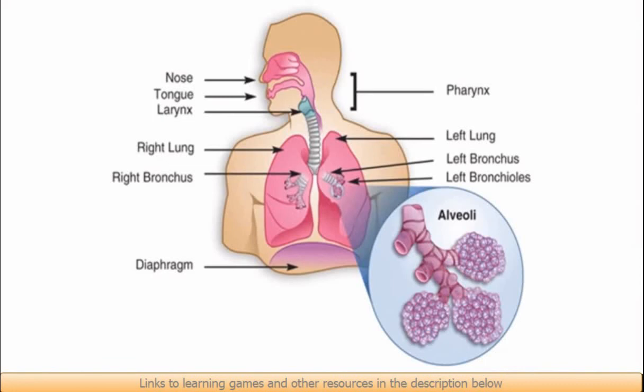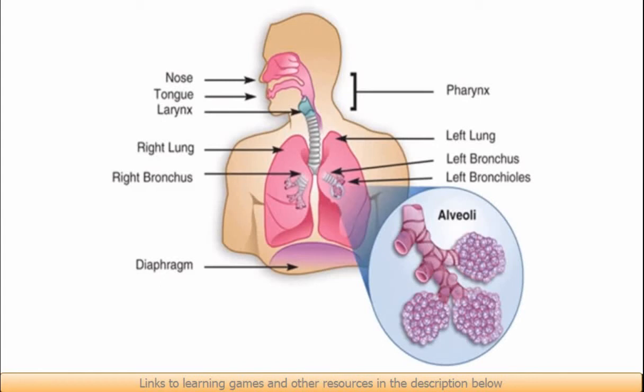We have developed an exchange system involving our lungs and the blood to exchange gases with our atmosphere and to transport them to and from the cells. Gas exchange in our lungs relies on diffusion.